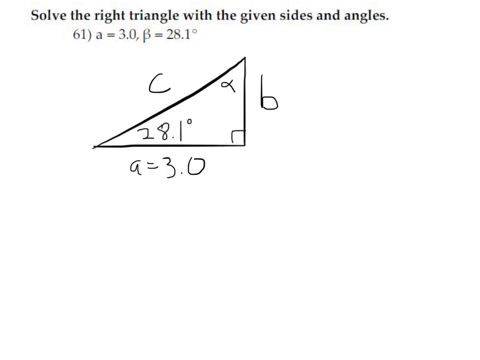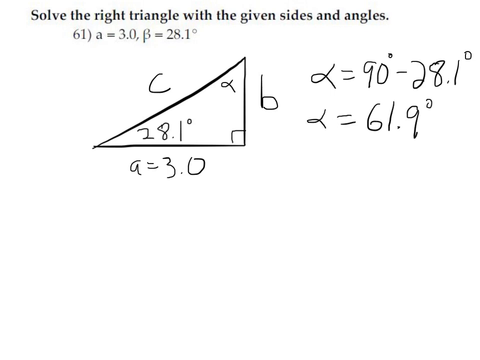That is, solve for the missing pieces. We have three pieces that are missing: alpha, B, and C. Alpha is probably the easiest to find because alpha and this angle are complementary, meaning they add up to 90 degrees, meaning that you can find alpha by taking 90 degrees and subtracting from it 28.1 degrees, and we get alpha equals 61.9 degrees. That's one of the three pieces that we were missing.